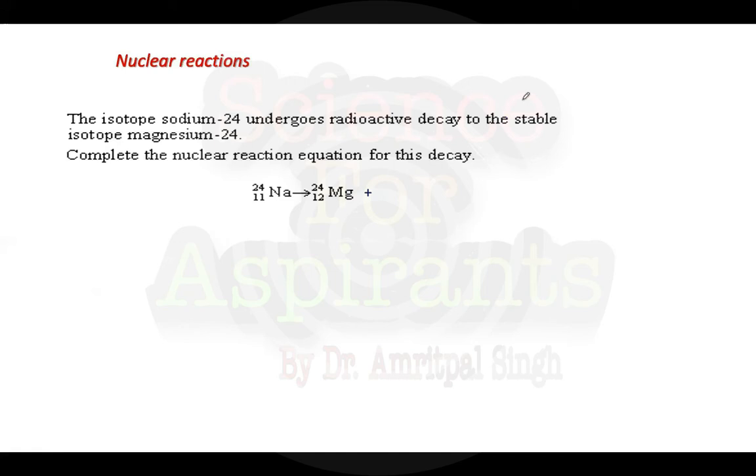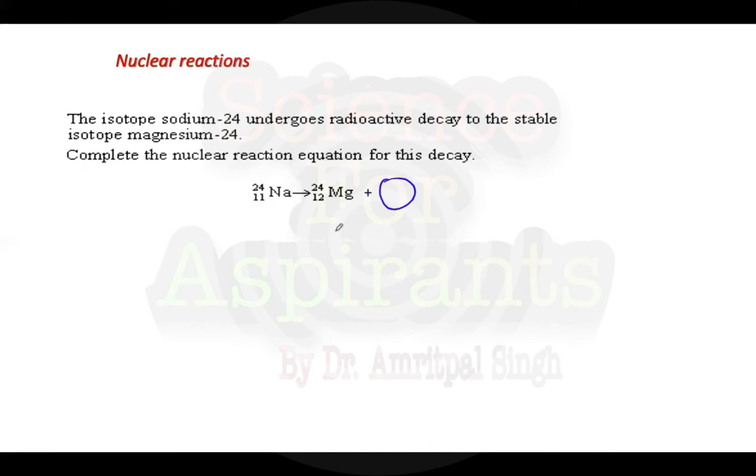So next example is the isotope of sodium. It undergoes radioactive decay to the stable isotope of magnesium 24. So complete this nuclear reaction for this decay. This is a radioactive decay, so it is a natural transmutation. So how will you complete it? What is the second particle which is being emitted here? It is positron and neutrino.